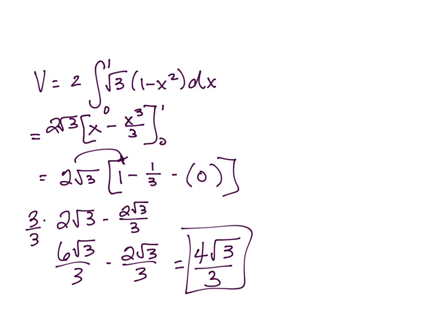Once you can find the area of the cross section, you're in pretty good shape. You have to know that that area is fluctuating based on where the location is within the solid.